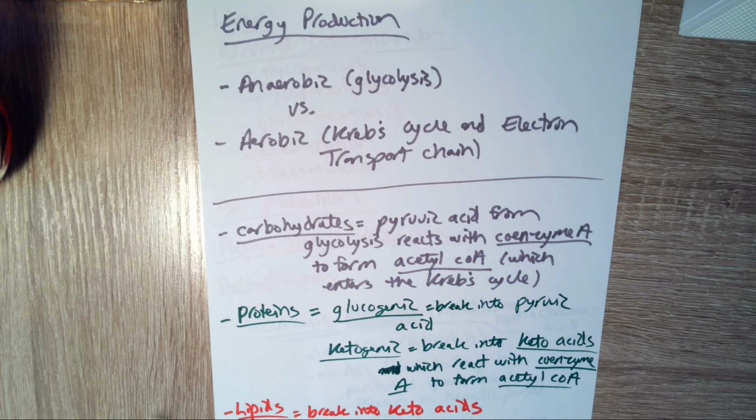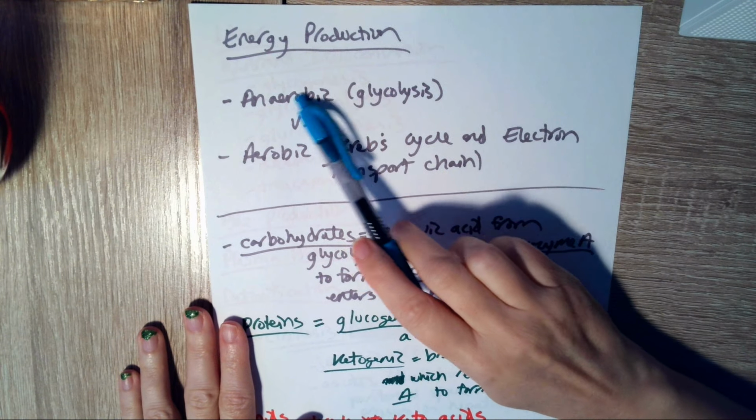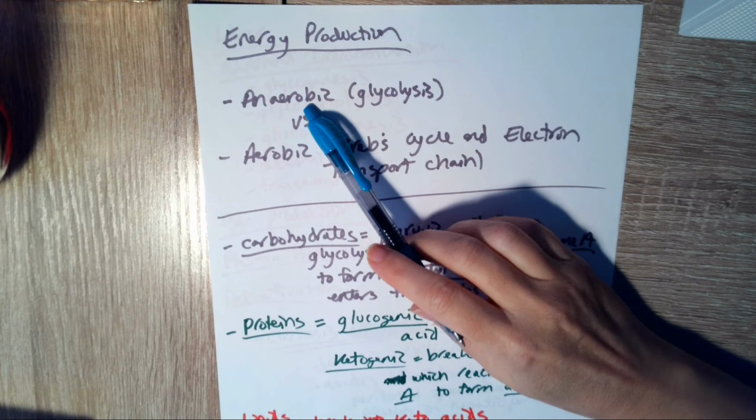Okay, so energy production. For this, I'm just assuming that you have all probably had glycolysis and the Krebs cycle and the electron transport chain probably more times than you wish to have had to learn it. So we're just looking at the end result here. We're not going through every step of glycolysis and the Krebs cycle and the electron transport chain. It's just important to remember that glycolysis is the first step in carbohydrate breakdown.